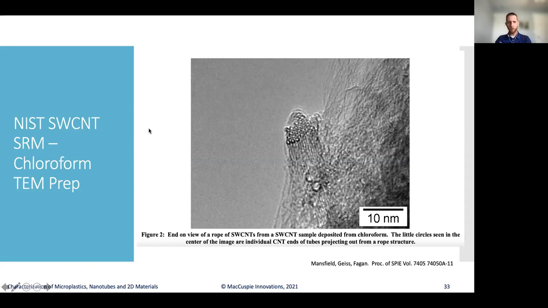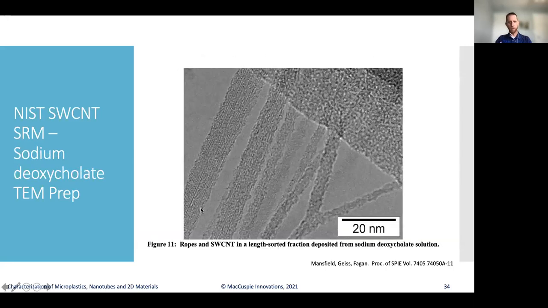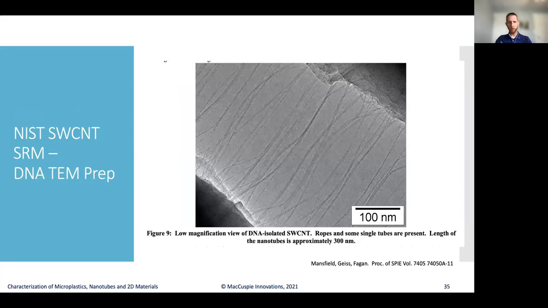Looking at the chloroform prep, in some of the ropes, you can see the carbon nanotubes with the little circles at the ends of the individual nanotubes projecting out from the rope structure. So it's a very nice preparation method to get some good images. When they looked at the sodium deoxycholate method, the ropes and carbon nanotubes in a length sorted fraction were deposited, and you can see that it also provides very nice uniform images. So this was another approach and technique that was quite suitable for getting good high quality images.